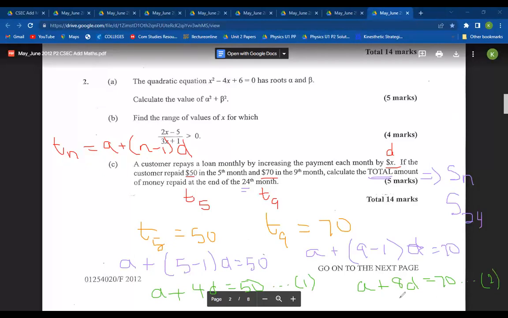From the example I showed you on the PowerPoint for the AP, when you're trying to find A and D, you solve these two equations simultaneously. Can you try doing that for me? Solve them simultaneously, using substitution or elimination, to find A, which is the first term, and D, the common difference. You can message me privately when you get the answers.